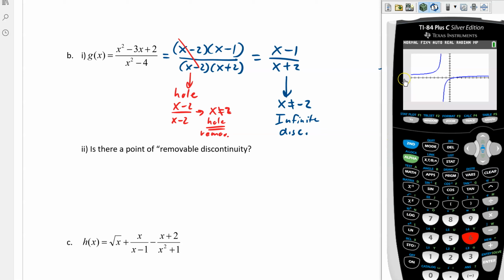Okay? So graphically it looks like this. You can see that coming in here at negative 2 we have our infinite discontinuity, and if I hit trace negative 2, you'll see there's nothing there. And then you look over here and you think, oh, well, there's a point at 2. Well, let's look at it. Trace 2. And you see also nothing there. That's a hole. It's just not showing up. So right here is a hole, and right here at negative 2 is an infinite discontinuity.